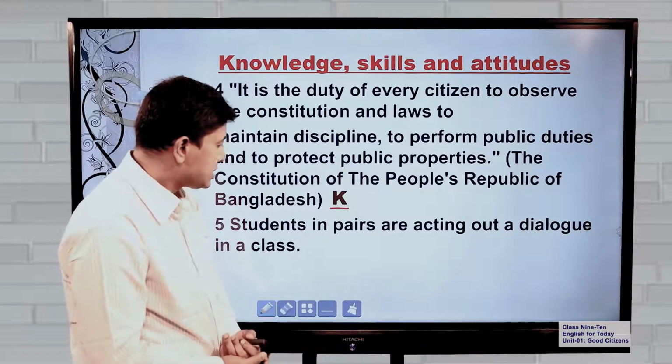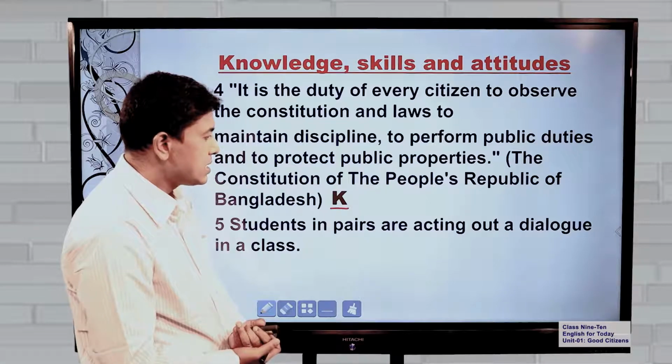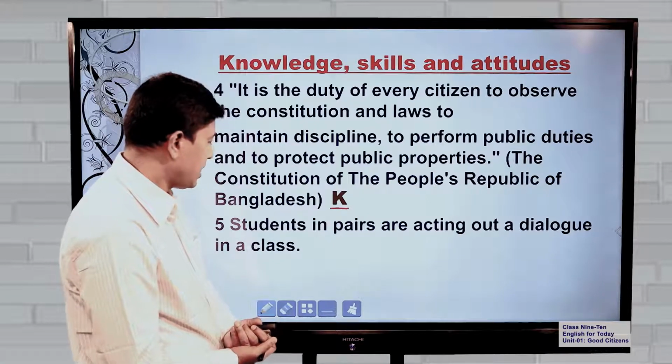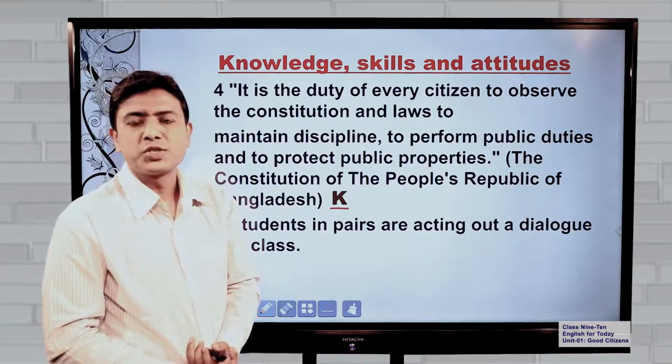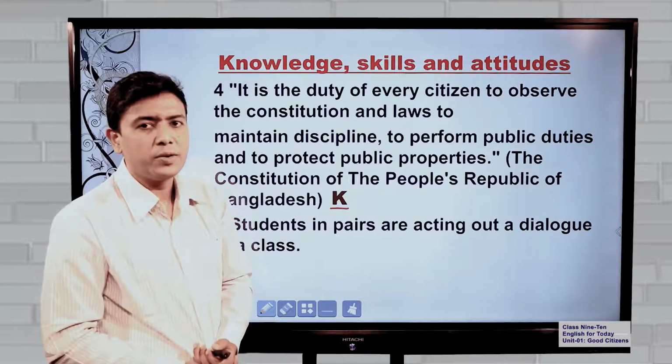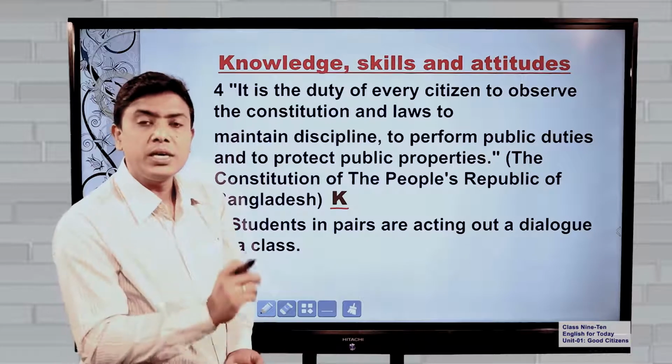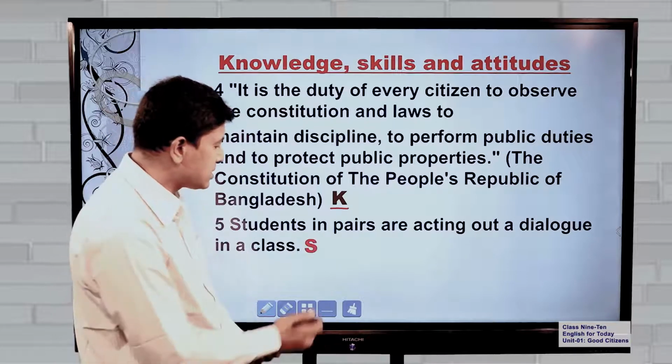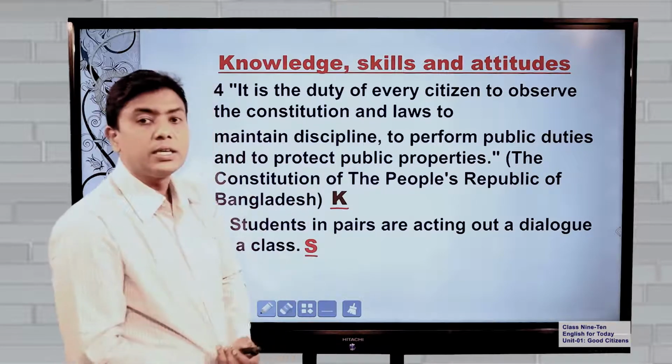Next one, students in pairs are acting out a dialogue in a classroom. So, this is skill, because by learning about a dialogue, they are participating. They're doing it in person. So, this is definitely skill. So, we have written S.